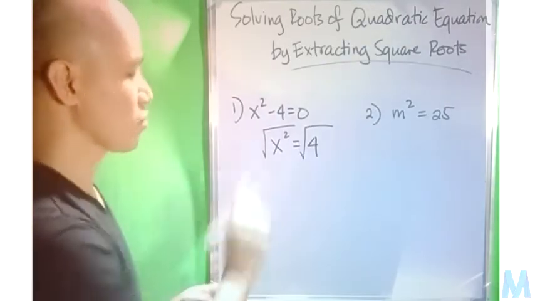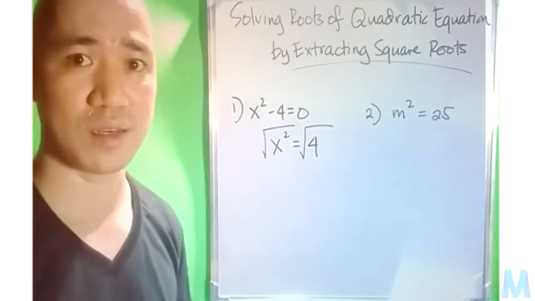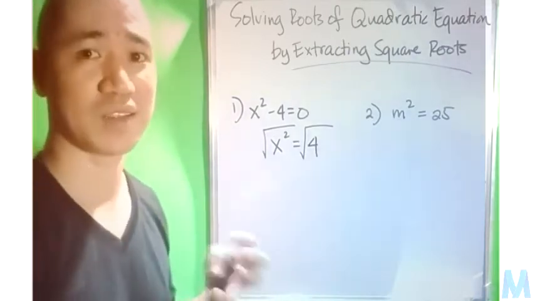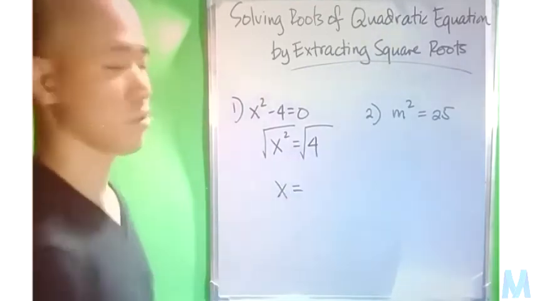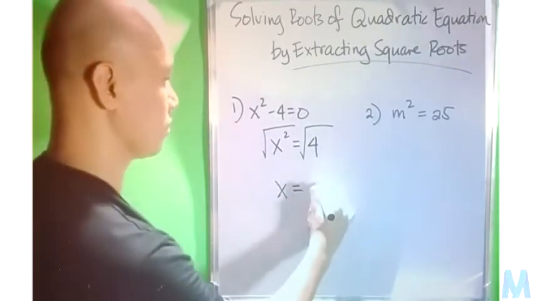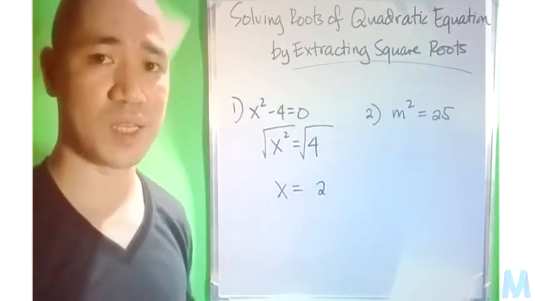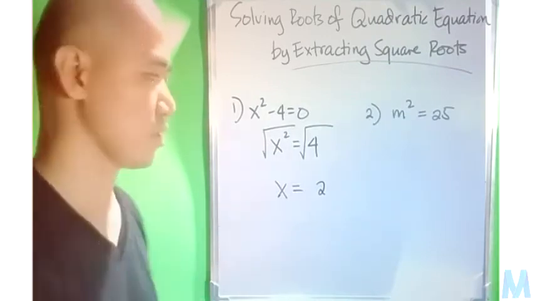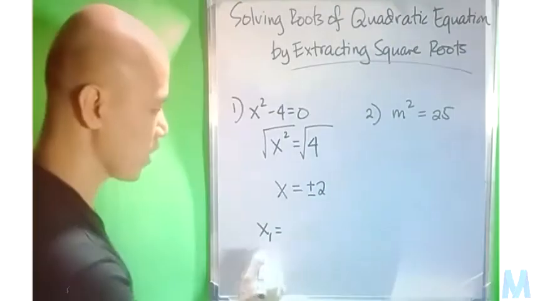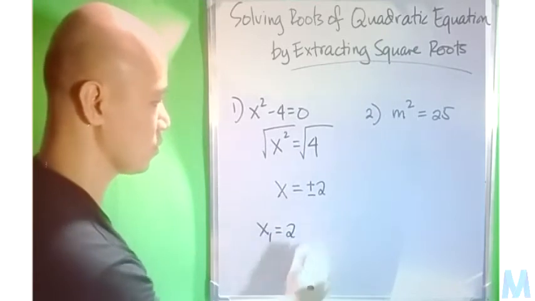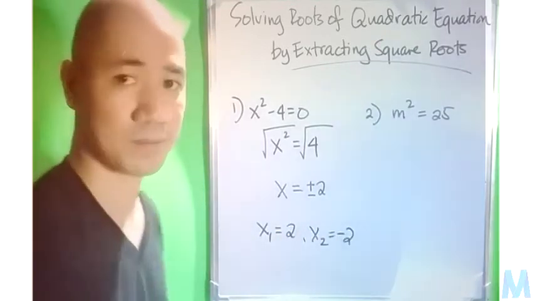And since x squared is a variable that is a perfect square, pwede na natin kuhaan ng square root. So, the result is x. And then the square root of 4 here is 2. Actually, there are two answers. No? Kung magkuha ka ng square root sa isa ka positive number, there are two answers. We have positive 2 and negative 2. So, therefore, x sub 1 is equal to positive 2 and x sub 2 is equal to negative 2.